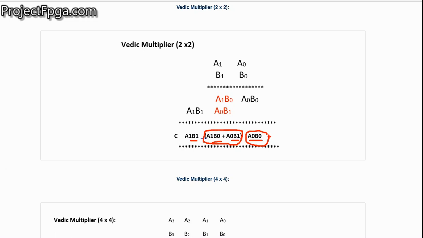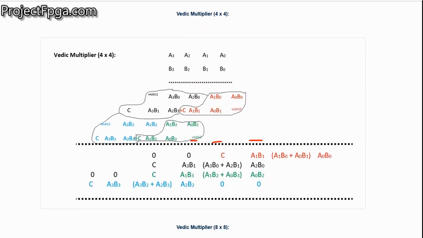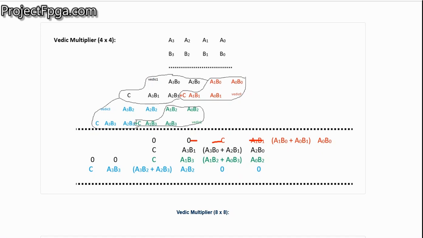Once you add these two, this one automatically becomes the LSB of your calculation. If you add these two, it becomes bit 1. Now this will become bit 2, and then this will become our MSB. So this is basically what the Vedic 2x2 multiplier does. Now to solve this 4x4, after which you'll be able to do 8x8, remember the same method as previously.